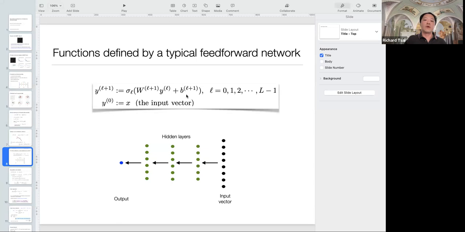And then you apply a shift. This B, in the community, people call this a bias. So this is an affine transform. After applying an affine transform to the input vector, you are going to pass the resulting vector to a nonlinear function, which is called the activation function. Here it's denoted by sigma sub L, like that.